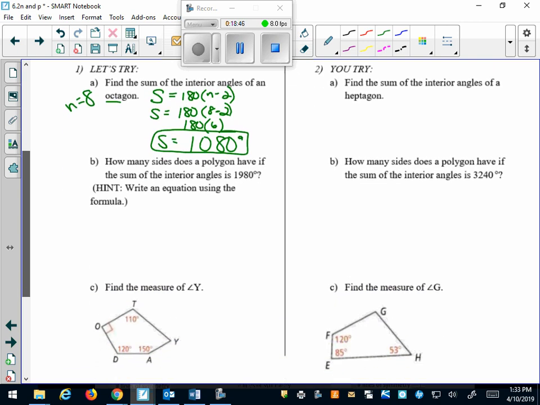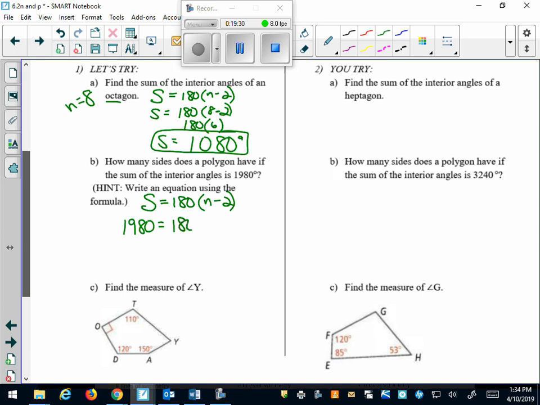Okay, but this next question is a little bit different. Kind of reverses the process. How many sides does a polygon have if the sum of the interior angles is 1980? So we're going to use our formula again, or our equation. The sum equals 180 times n minus 2. This time, we don't know what n is. We have to solve for n. Where do we put the 1980? In for s, right.